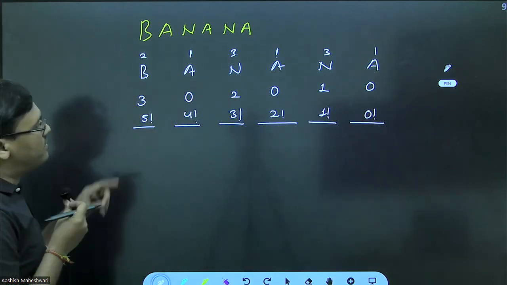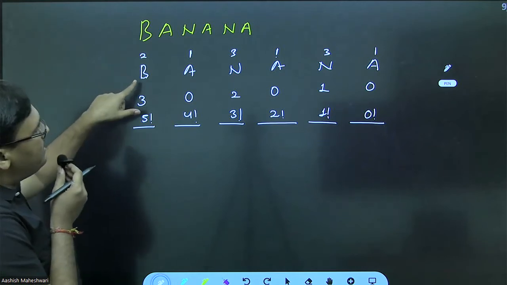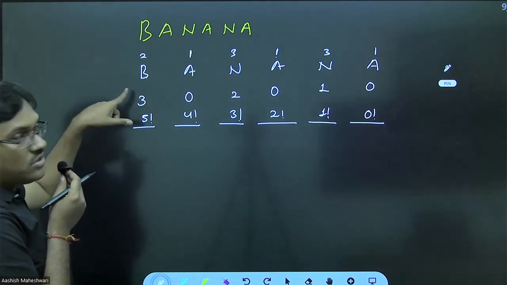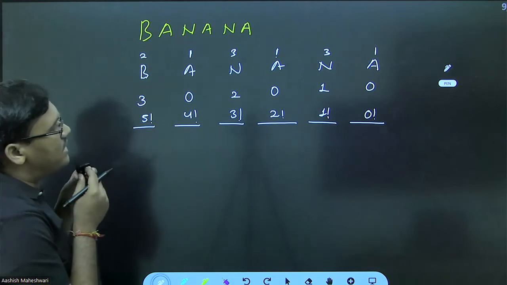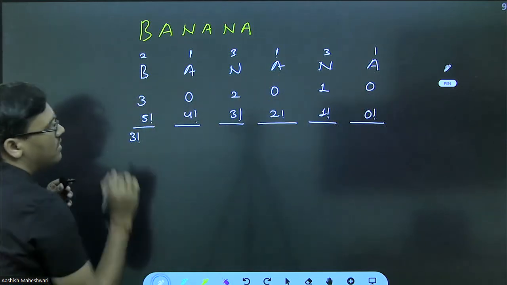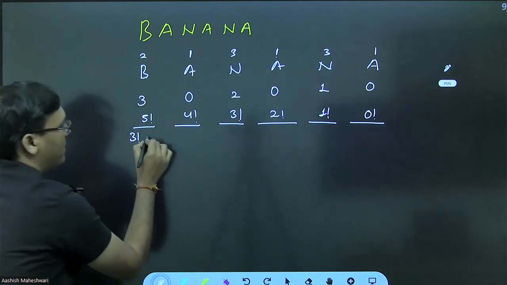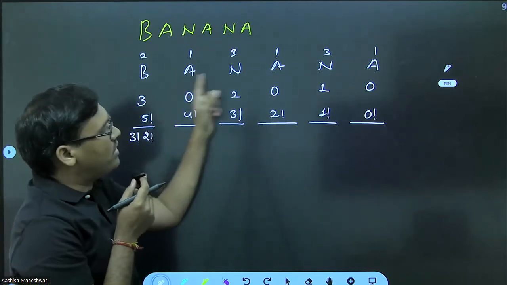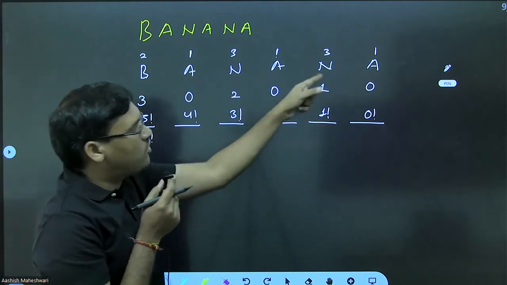Now, what will be the adjustment for this first? How many letters are identical on the right hand side of B, including B also? So you can see how many are identical. We have 1, 2, 3. So we will divide by 3 factorial. We have these two also, so we have to divide by 2 factorial also. This is the adjustment you have to make. For A, you have to make adjustment. For N, you have to make adjustment.